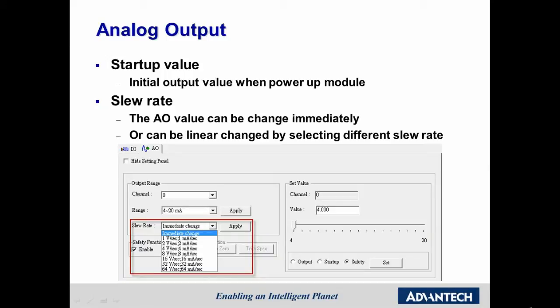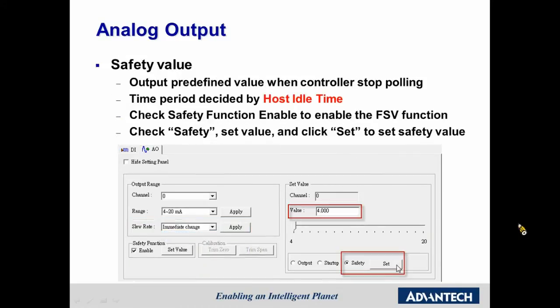The analog outputs can also be set with a startup value, or you can change the slew rate for the analog value to be changed immediately, or by selecting a different slew rate. With the analog output, you can also set a fail-safe value. Choose safety, set the level you want, and then you also set the host idle time. And this will go to a fail-safe value. This is where you also choose startup or set the output.